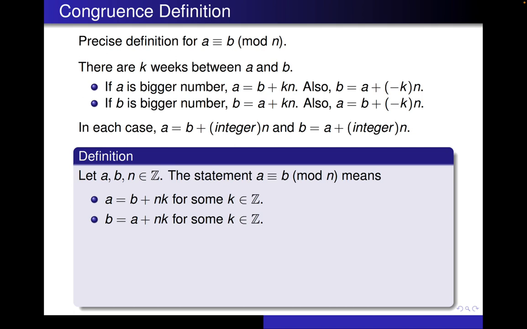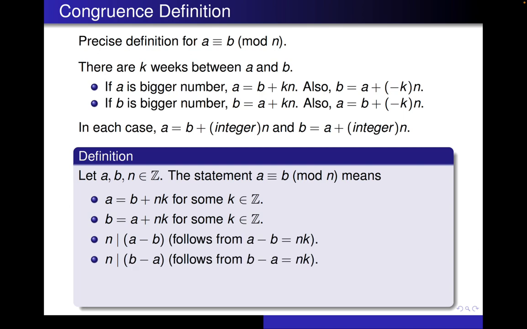Now, if we play with those equations, we get something a little bit different. If we take that first equation and subtract B from both sides, we get A minus B equals nk. That's exactly what it means for n to divide evenly into A minus B. We can do the same thing with the second equation: we subtract A from both sides, and we get B minus A equals nk. It's exactly what it means for n to divide evenly into B minus A.